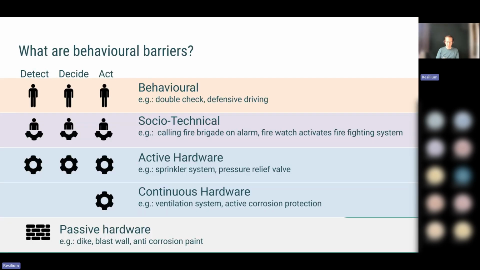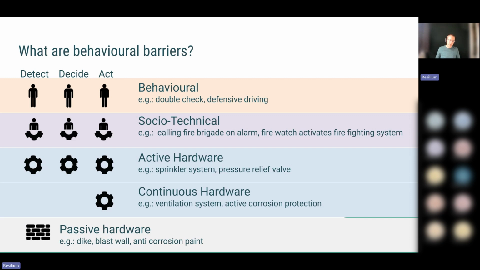So what are behavioral barriers? That may be a good question to ask to start with. So this is how I always explain it. Let's say you have a concept called detect, decide, act. So this means that if you have a barrier, that there's a detection phase, a decision phase, and then an act phase. And depending on how you implement these different phases of a barrier taking effect, that determines whether it's a behavioral barrier or more of a technical barrier.